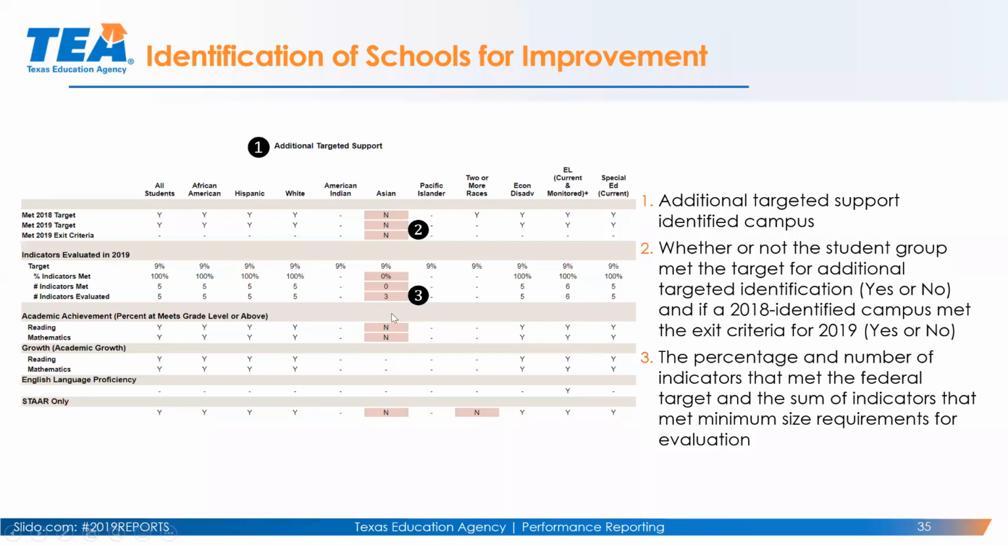So that Asian student group was evaluated for 3 indicators. None of those indicators met the target for the Asian student group, which is 0%. The target was 9% and above. No other student group missed their targets at 9% and above. In fact, they all met their targets at 100%. So this one student group is at 0% of all their indicators evaluated, which is why this particular campus is now identified for additional targeted support and improvement.